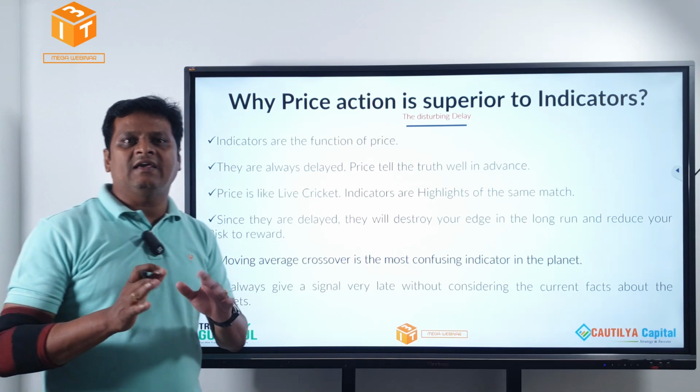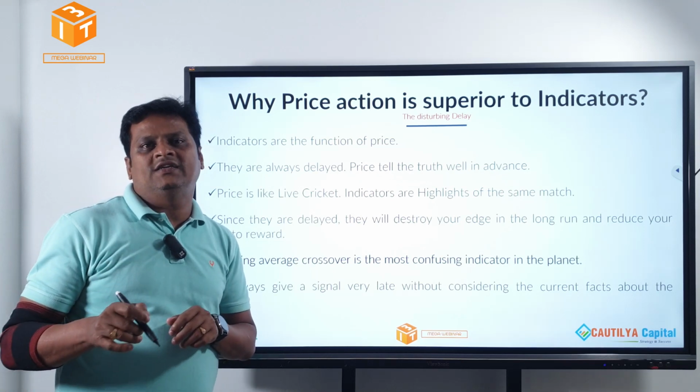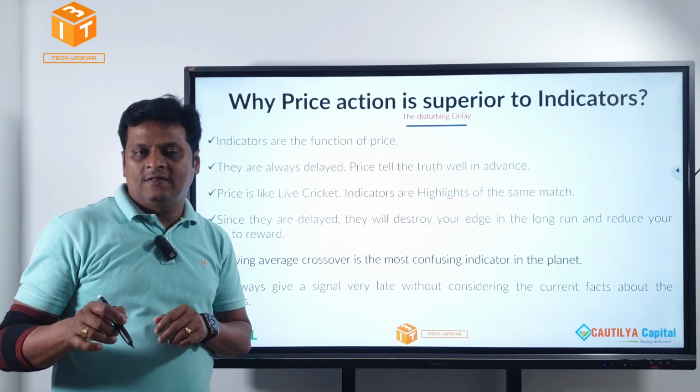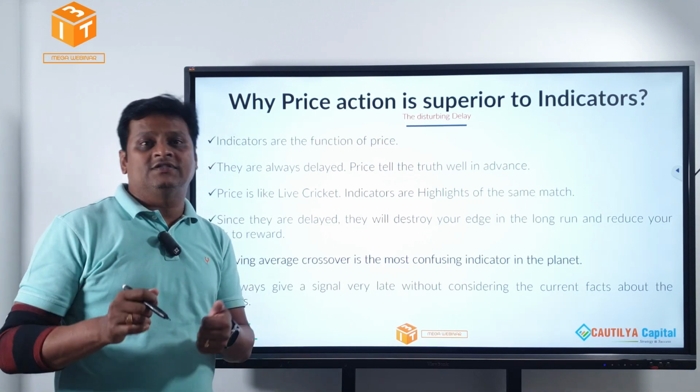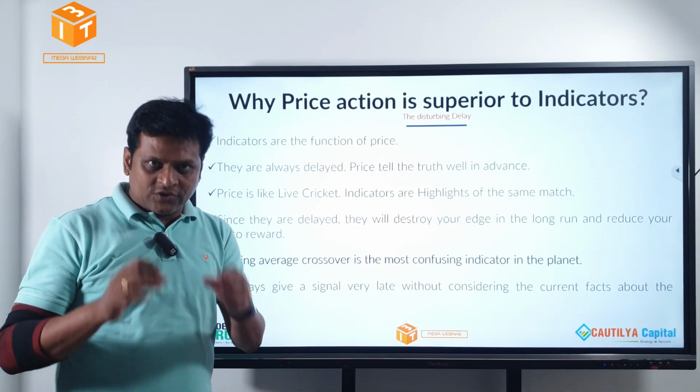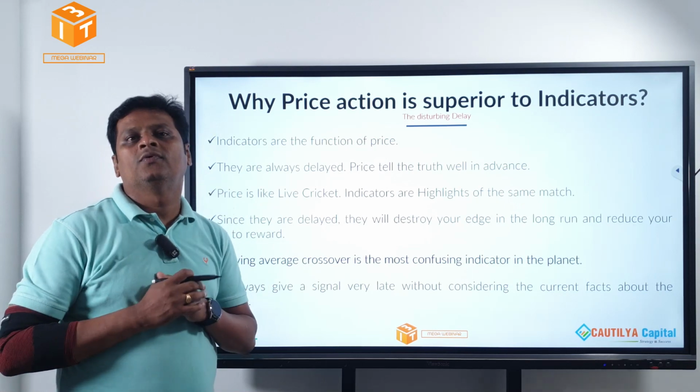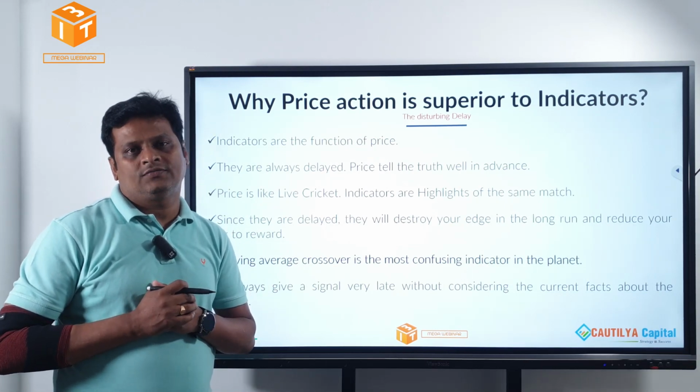They are very lagging. If tomorrow a fire happens, the indicator will tell you tomorrow that, sir, yesterday there was a fire. When fire happens, you need to bring it down.